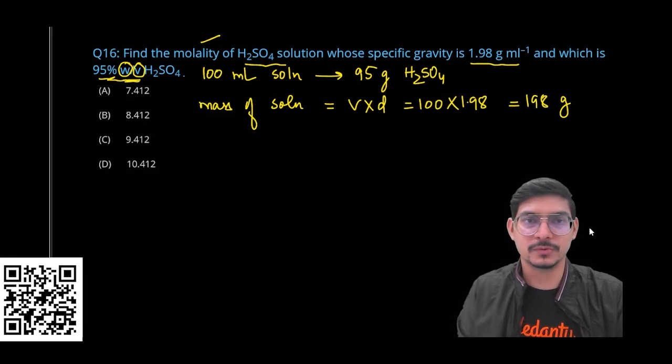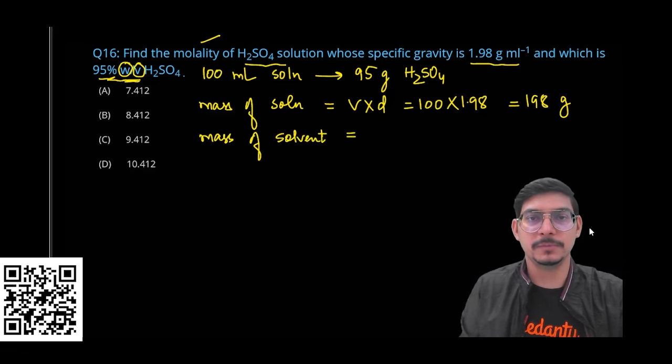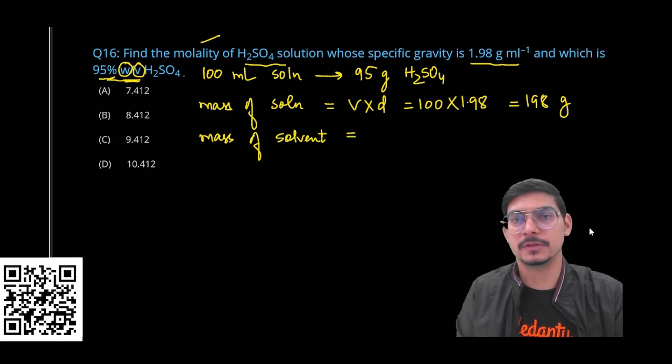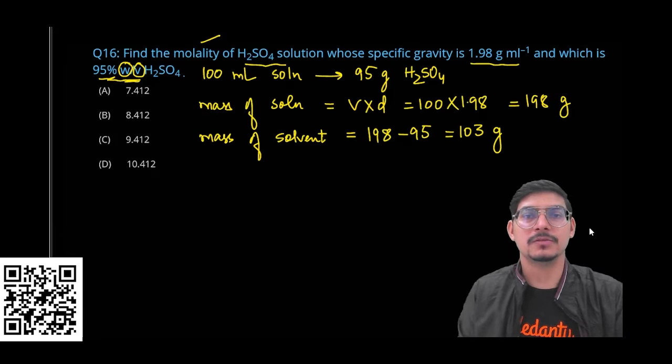And the solute, which is H2SO4. So from here, we can calculate the mass of solvent. The mass of solvent would obviously be mass of solution minus mass of solute. Mass of solution is 198, mass of solute H2SO4 is 95. So this gives us a value of 103 gram. So in this solution, we have 95 gram H2SO4 and the solvent is 103 grams.